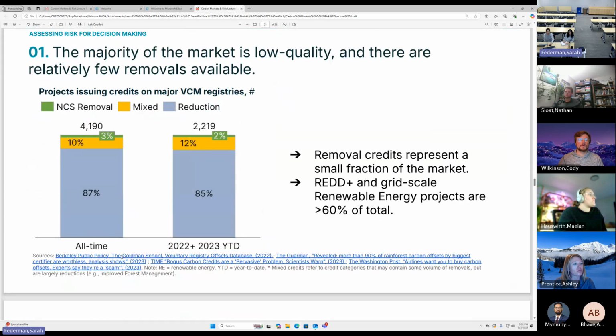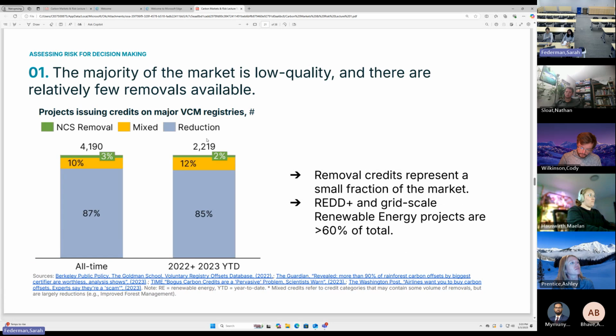Okay, so we talked about this before, but about 96%, I guess this is from 2022, 2023, of the credits transacted on the market are avoidance and reduction, with a much smaller percentage coming from removal or a mixture of the two. Most of the avoidance and reduction credits on the market are REDD and grid scale renewable energy projects. And I would say that of the removal projects on the market, or those mixed, maybe 10% of what I see are having real climate impact. Of these combined, 13%, oh, okay, 14%. So very small fraction.